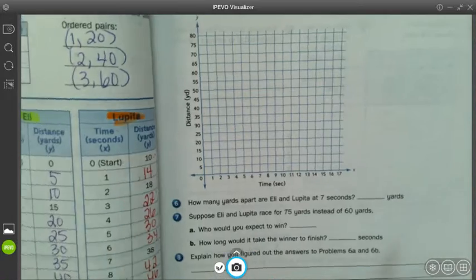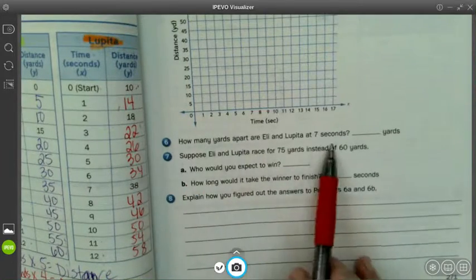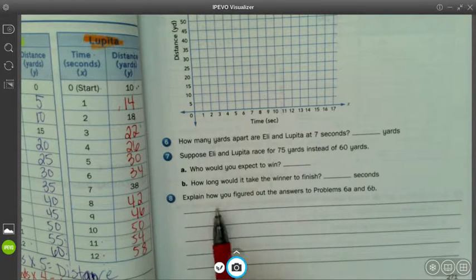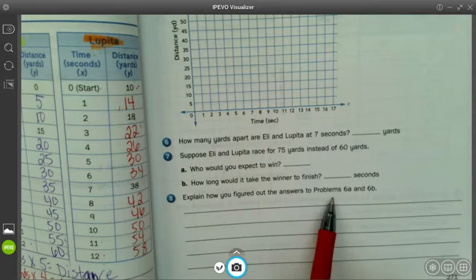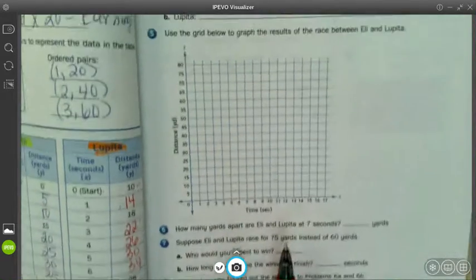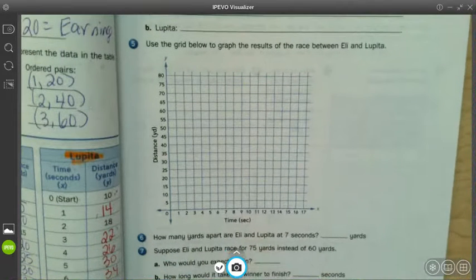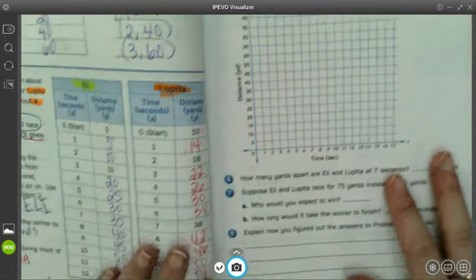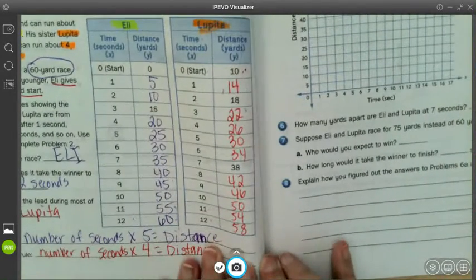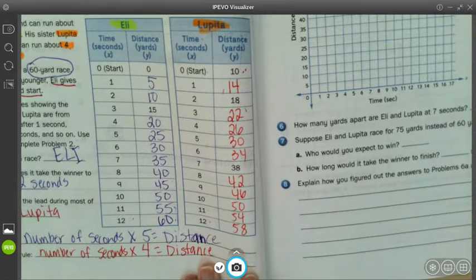And then I want you to try to answer question number 6 using this graph, number 7, and number 8. See if you can explain how you figured it out, 6A and 6B. So you're going to do this entire page on your own independently, and then we'll go over answers when you're done, but that way you'll know if you're on track or not. So go ahead and pause the video now and try to do page 271, and I'll keep that there in case you need to see it.